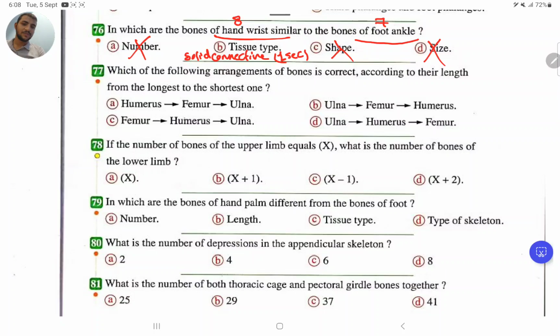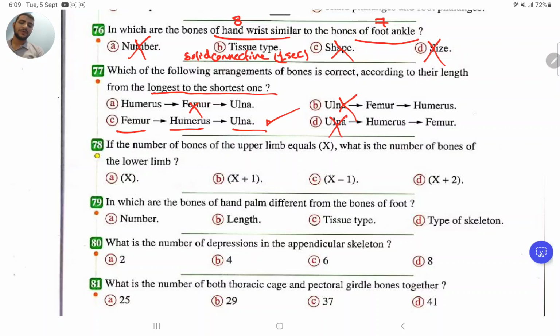Which of the following arrangement of bones is correct according to their length from longest to shortest? I need the arrangement from its length, from the longest one. So I mentioned before what is the difference. So the longest bone is the femur, the longest bone in our body. So when I start from longest to shortest, I ignore any answer that doesn't start with femur. Okay, femur, and the next one is humerus in my arm, and the third one is ulna, so the sequence here is correct.